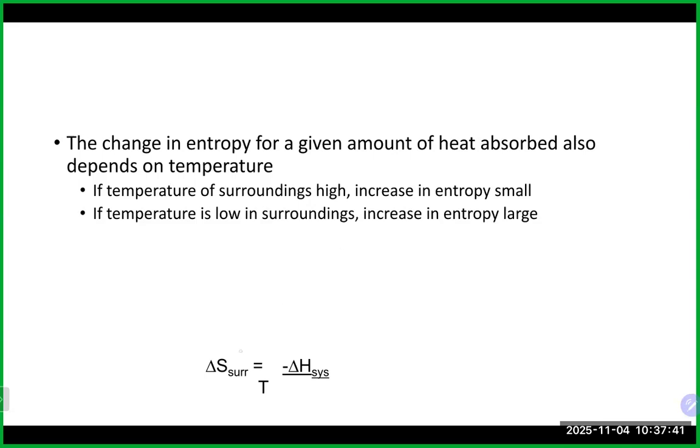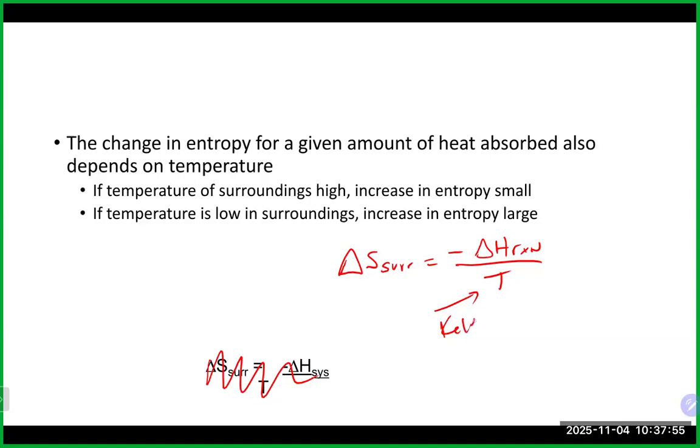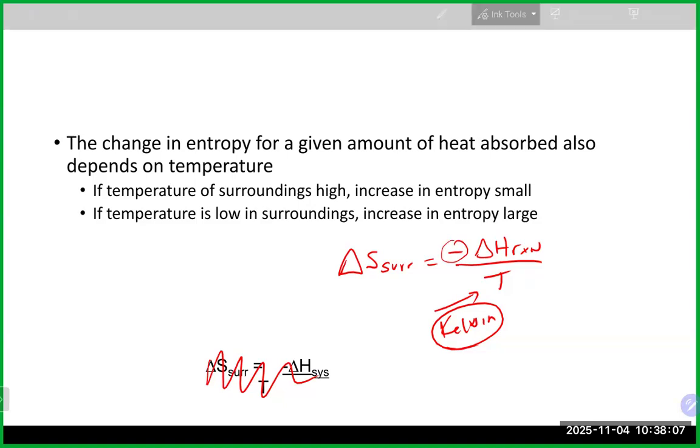So how do we calculate the delta S of the surroundings? Kind of got all messed up there. I'll rewrite it. So the delta S of the surroundings is equal to minus delta H of the reaction divided by the temperature. Temperature here does need to be in Kelvin. And again, we have our opposite relationship here with a negative. So this formula here does have a negative value with it.